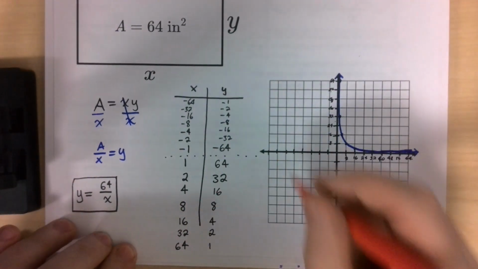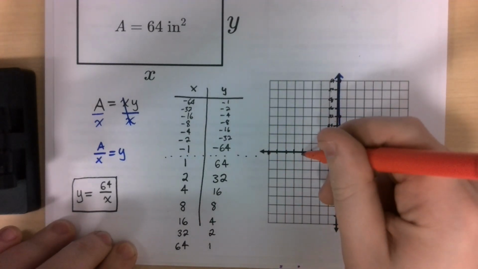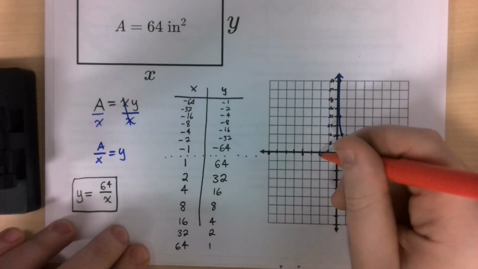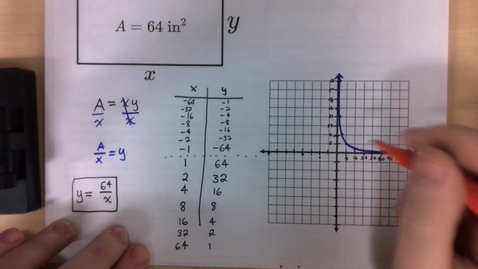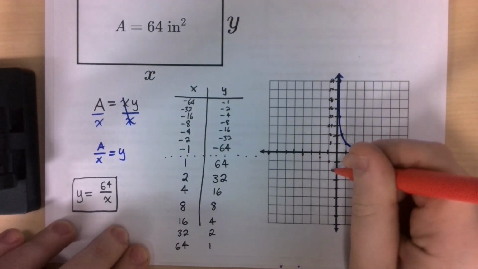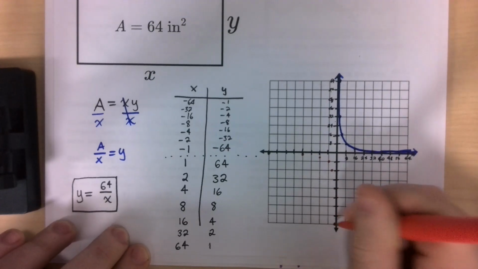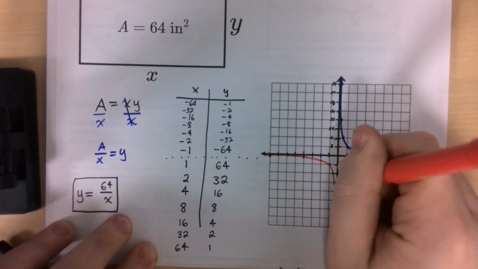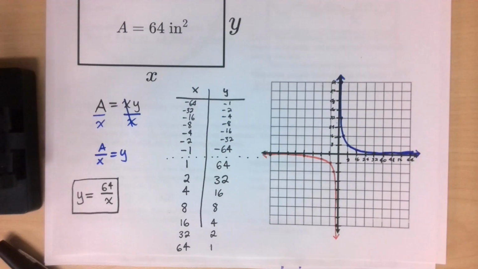So, if we plotted the negatives, negative 64, negative 1 is a point, so like right here. Negative 32, negative 2 is a point. Negative 16 and negative 4 is a point, so that'll be like right here. Of course, we have negative 8, negative 8. The next one is negative 4, negative 16, negative 2, negative 32, negative 1, negative 64. Yes, it is a hyperbola. This is our resulting graph.